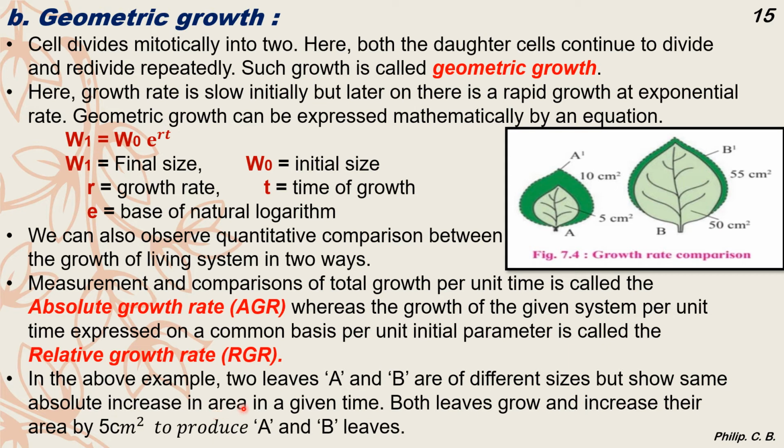Further, in the above example, two leaves A and B are of different sizes but show the same absolute increase in area at a given time. Both leaves grow and increase their area by 5 centimeters square. As I mentioned, A and B, two leaves, one smaller and one big, but the growth is similar in both. Here A increases from 5 centimeter square to 10 centimeter square, and here the leaf from 50 to 55. So there is a difference of 5 centimeter square in both.